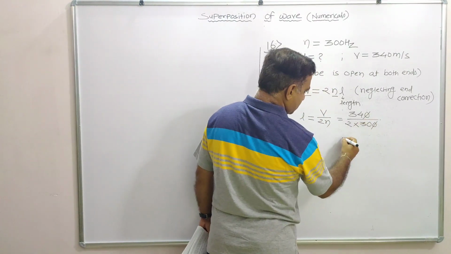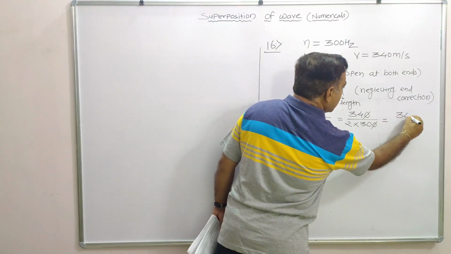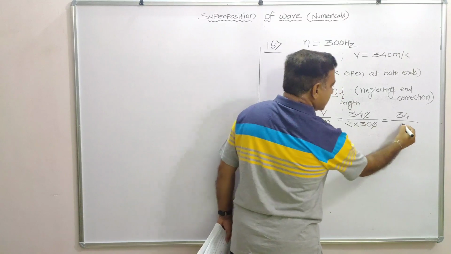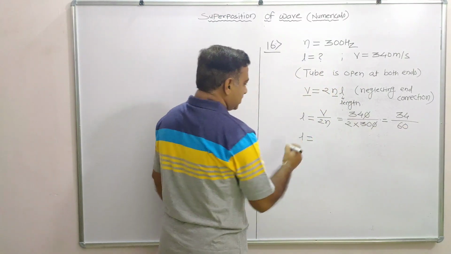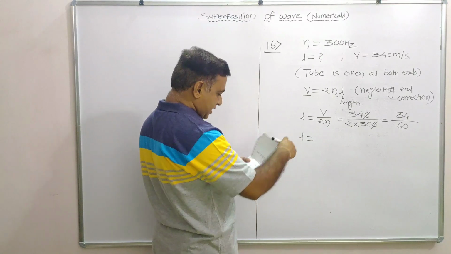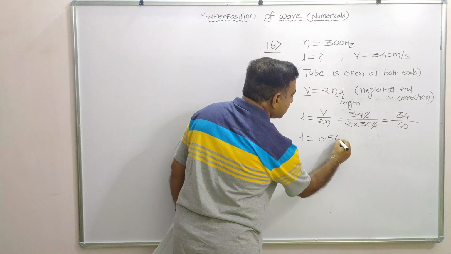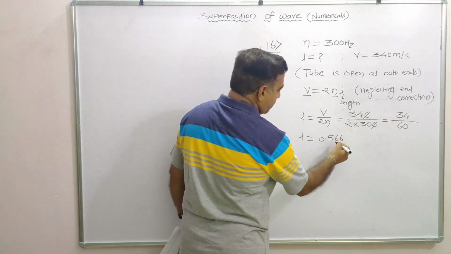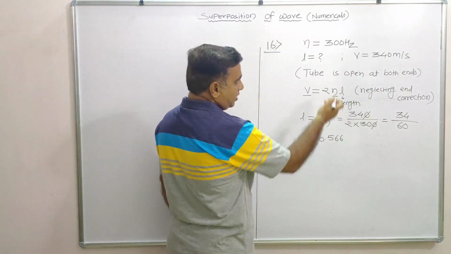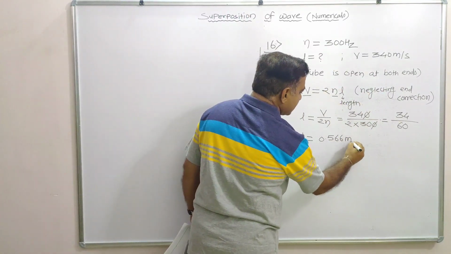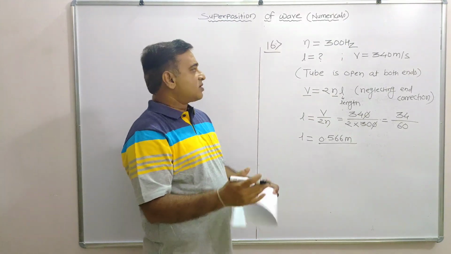If we solve this, we get 34 upon 60. If we solve that one, the expected answer, if we calculate, comes out to be 0.566. It is all given in SI units, so the answer is in meters. Here is the answer before you.